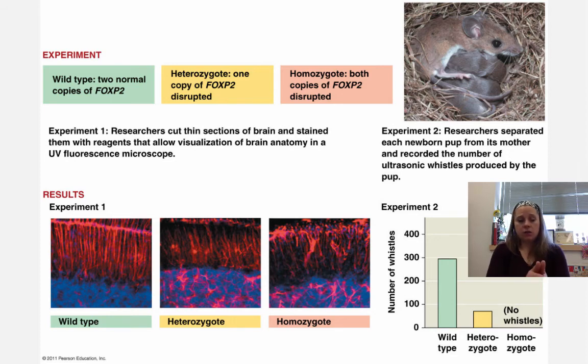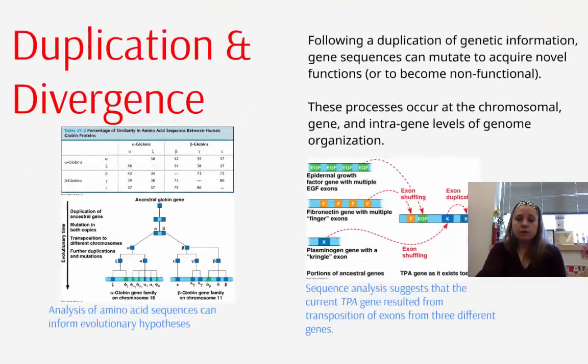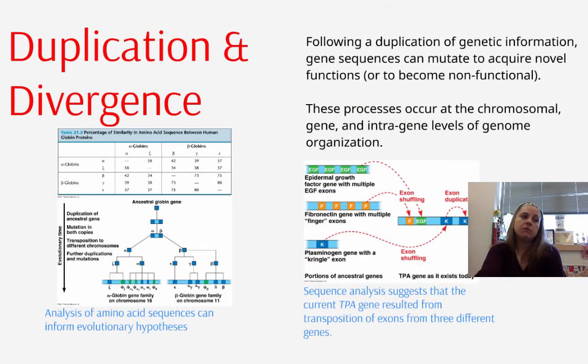So even in humans, we can see that it helps with brain development for speech patterns, and in mice, brain development and speech patterns exist. So very similar, right? In some way, shape, and form, we have structures that are consistent. We are connected to life.